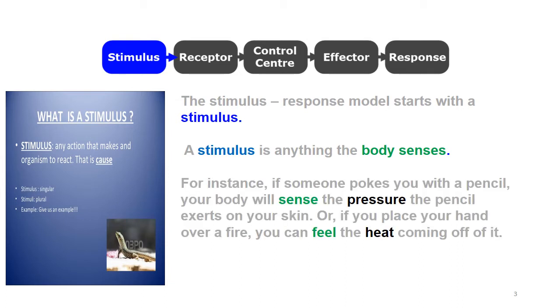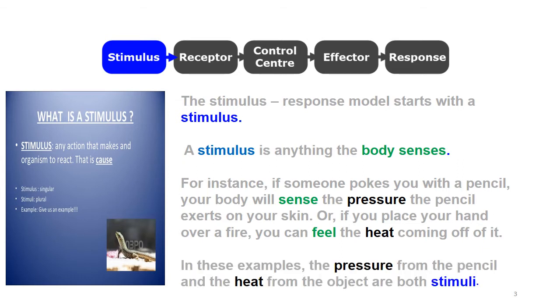For instance, if someone pokes you with a pencil, your body will sense the pressure the pencil exerts on your skin. Or, if you place your hand over a fire, you can feel the heat coming off of it. In these examples, the pressure from the pencil and the heat from the object are both stimuli.